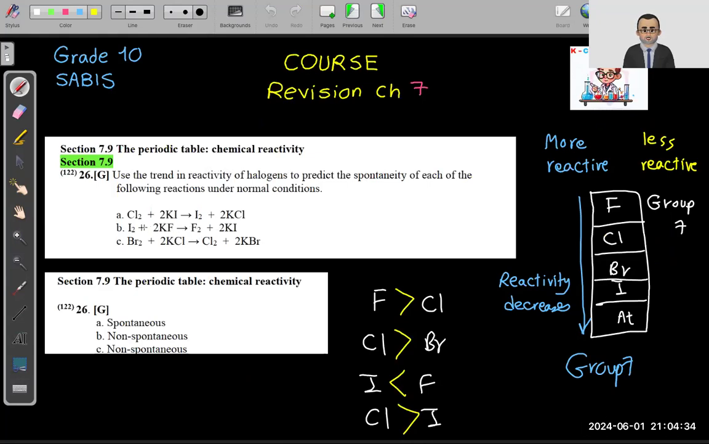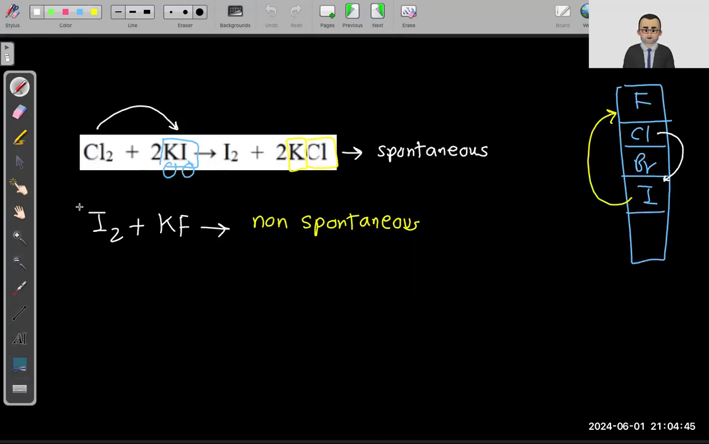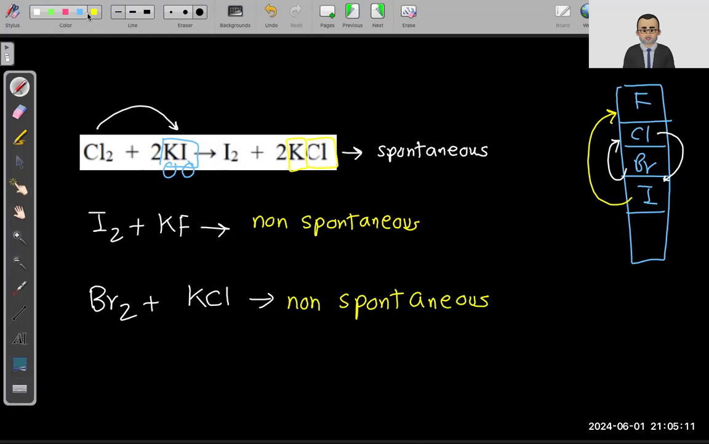Mister, he has made the reaction here. The F2 is kicked out. No, he said here that it is non-spontaneous. It's not going to happen. So bromine plus KCl. So bromine plus KCl, what happened? Bromine plus KCl, the Br is more reactive or the Cl? Again, the Br is less reactive than the Cl. So again, it's not going to happen. Non-spontaneous reaction again. Let's try to do one ourselves, which is spontaneous, and see what is the product.